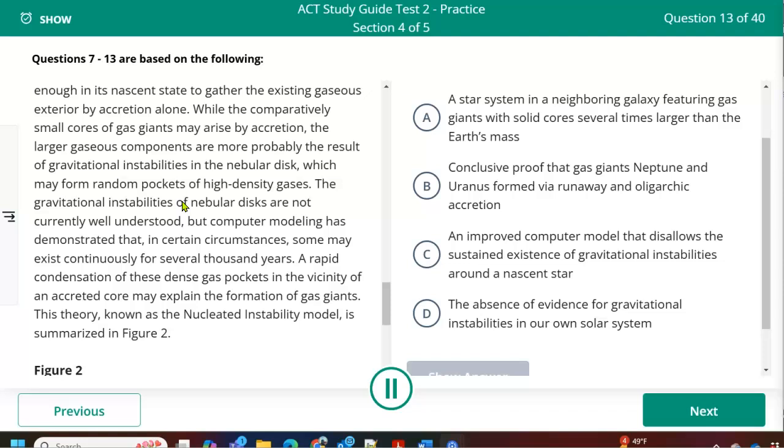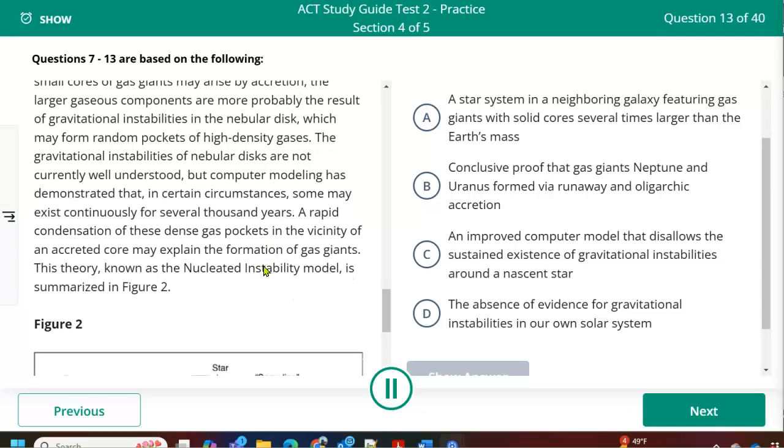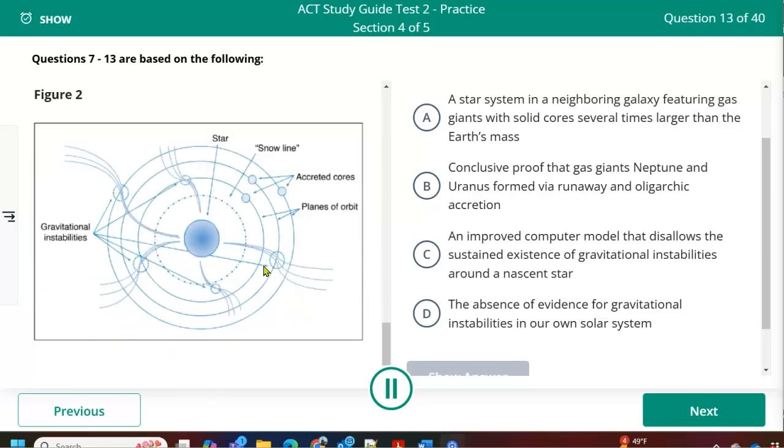Okay. Well, if there's no gravitational instabilities, then the theoretical basis of theory 2 is shot. All right, so let's go to D, the absence of evidence for gravitational instabilities in our own solar system.